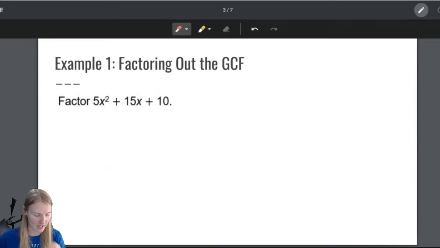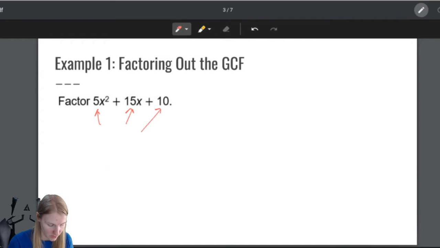Okay. All right. Let's see what that means in an example. So example 1, factoring out the GCF. Let me look for my GCF. Remember, that's the biggest thing that goes into every term. I have a 5 here, and a 5 here, 5 times 3, and 5 times 2. So the 5 is good. I have an x here and an x here, but I don't have an x here. So 5 is the biggest I'm gonna get in terms of my greatest common factor.